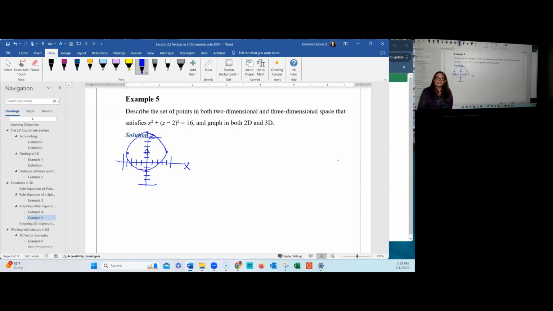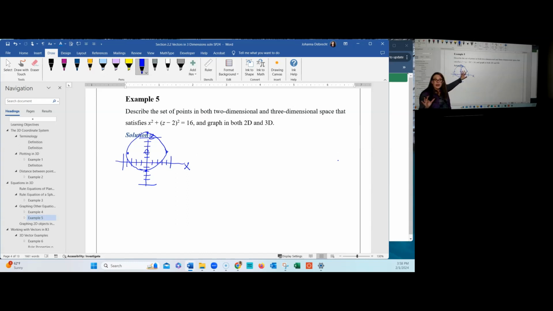All right, so what is this going to look like in 3 dimensions? So think for a moment. It doesn't mention y. It does not say y is 0. It just doesn't mention it at all. And since it doesn't mention it at all, it can be anything. So grab hold of this circle and lift it.